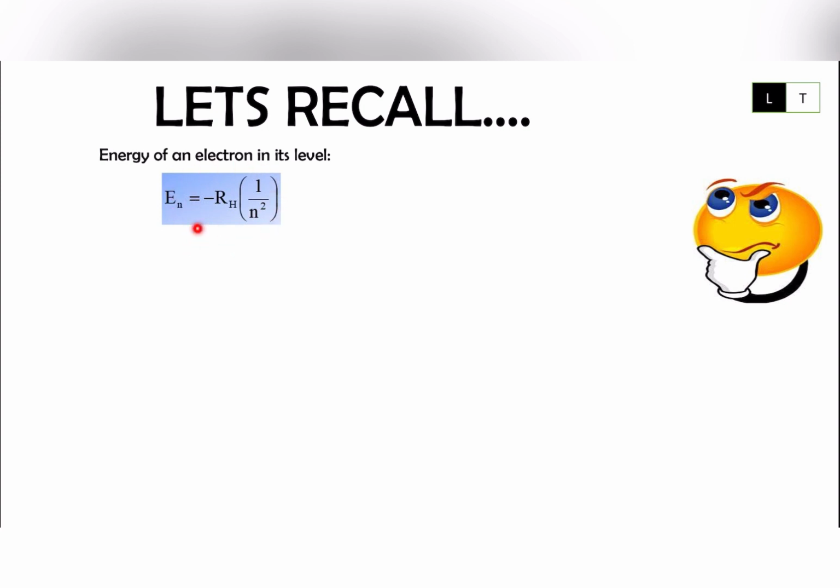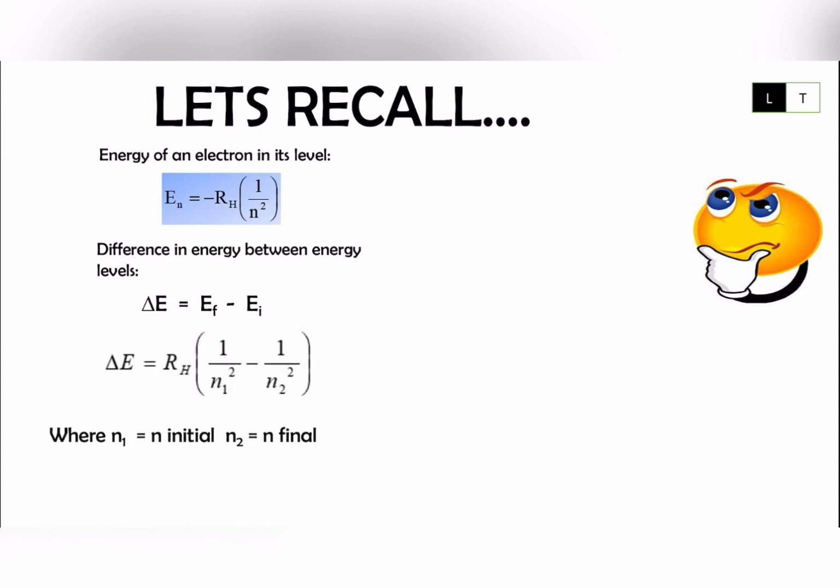In the previous video, we've learned how to calculate the energy of an electron in a specific level by using this formula. And the next one, you also learned how to calculate the difference in energy between two energy levels by using the delta E formula, and you substitute the value based on the n value, where N1 is your N initial and N2 will be your N final.